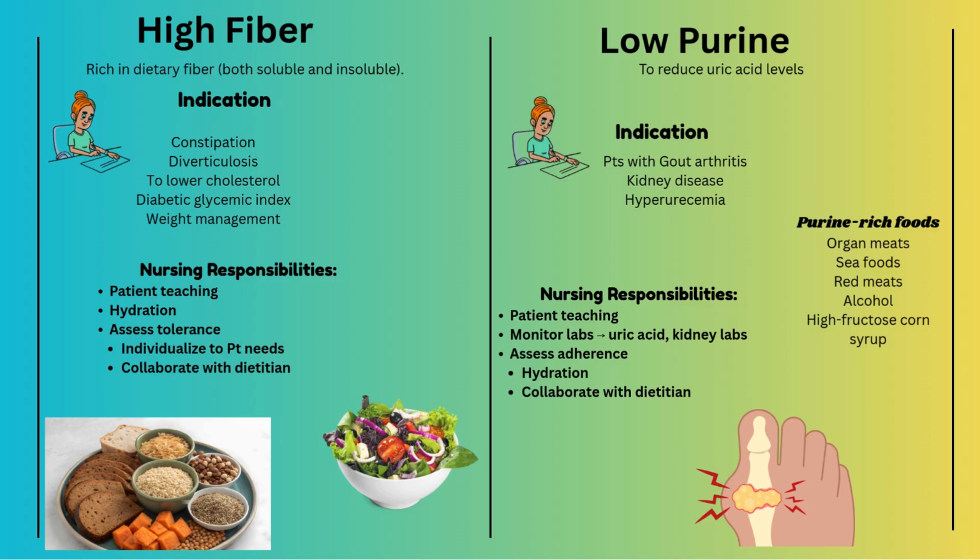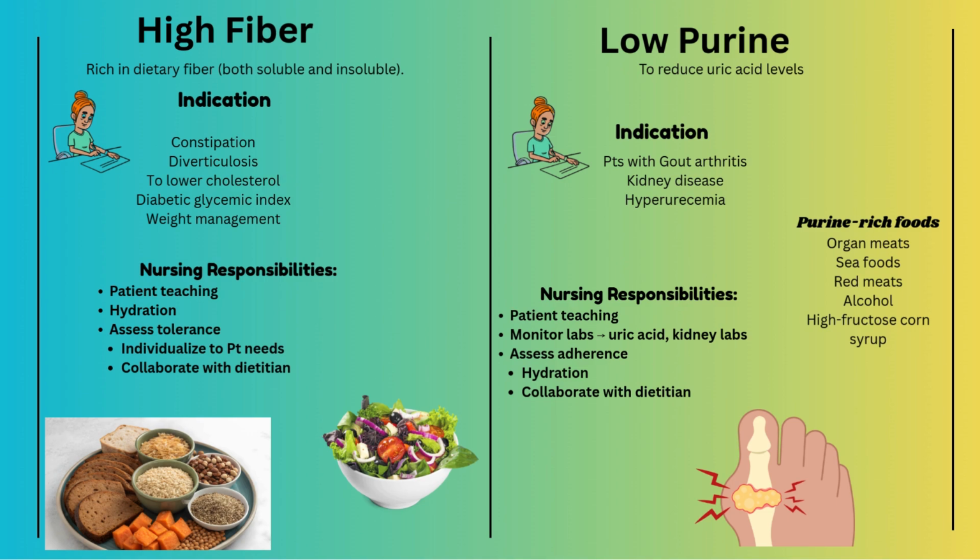Purines are found in organ meats like liver, kidney, brain, and sweetbreads. Also, purines are found in seafoods like sardines and shellfish. They're also found in red meats, alcohol, especially beer, and high fructose corn syrup.